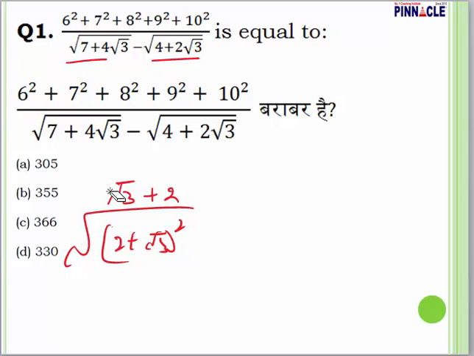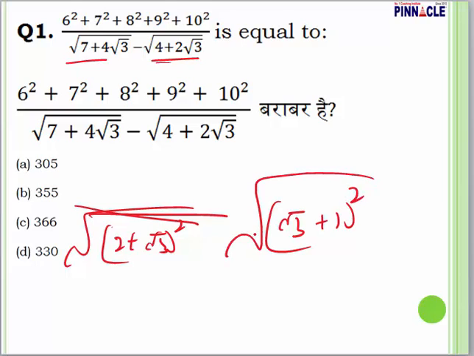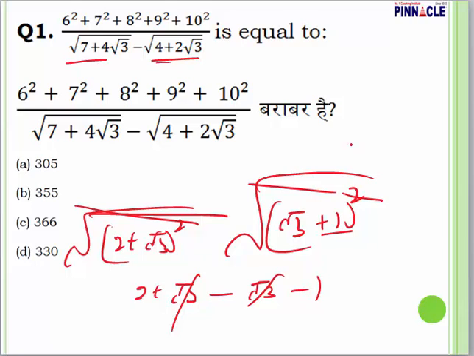This is equal to 2 plus root 3 and square of this is equal to like this. Similarly, it will cancel, it will become 2 plus root 3, and similarly this term also would be equal to root 3 plus 1 whole square. So this would be equal to 3 plus 1, that is 4, and 4 plus 2 root 3. If you open this bracket, it will also cancel like this. So 2 plus root 3 minus root 3, and it will also become minus, so it should be equal to 2 minus 1, that is 1.